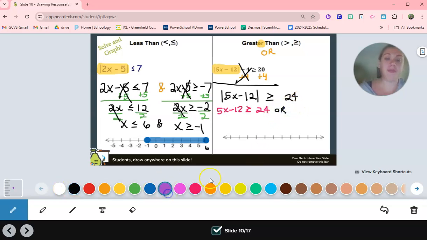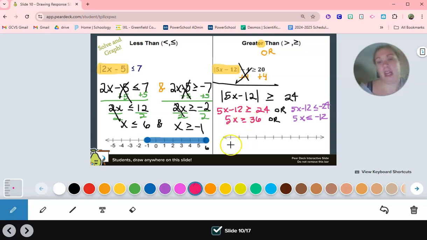Or 5x minus 12, that stays the same, but the greater than or equal changes to a less than or equal to a -24. So we're going to add 12 to both sides, and then we get 5x is greater than or equal to 24 plus 12 is 36, or add 12 over here, and we get 5x is less than or equal to -12.